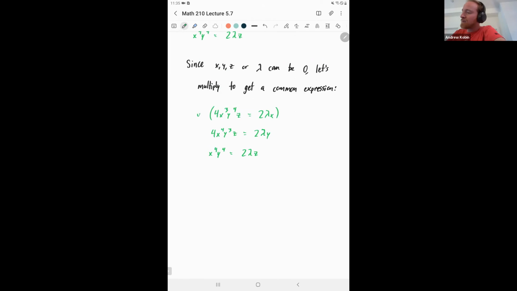I already have an x, so I need to multiply by a y, z in the first expression, and I'll multiply the entire equation through by this. I already have a y in the middle one, so that'll be xz missing. And I already have a z here, so that'll be x times y.